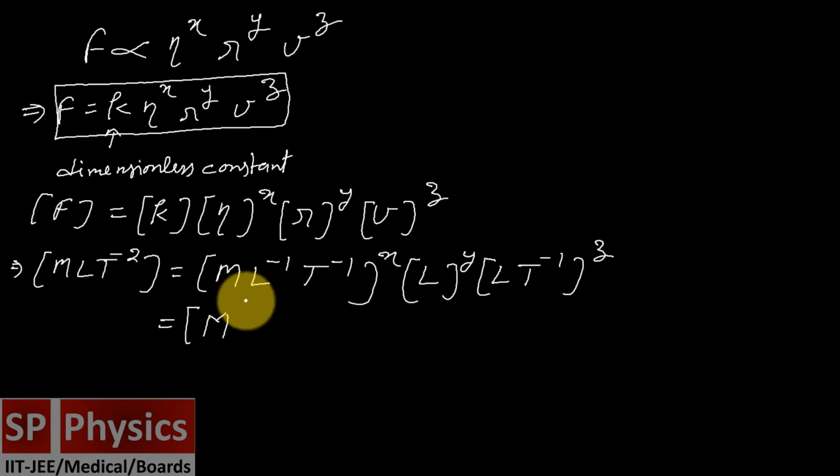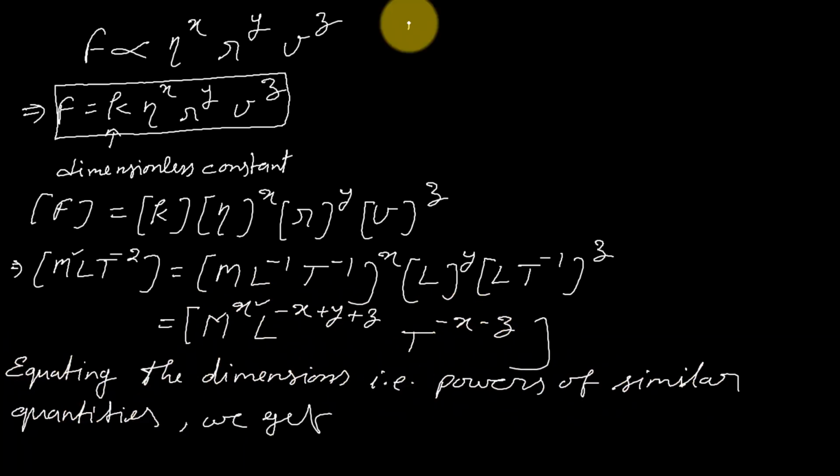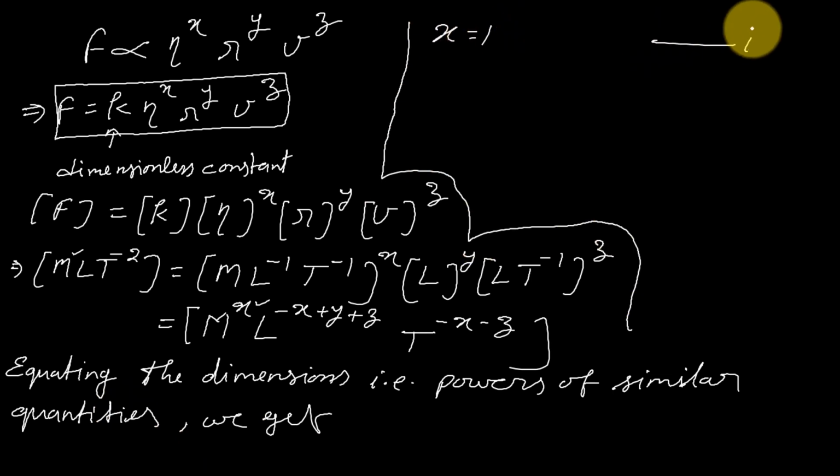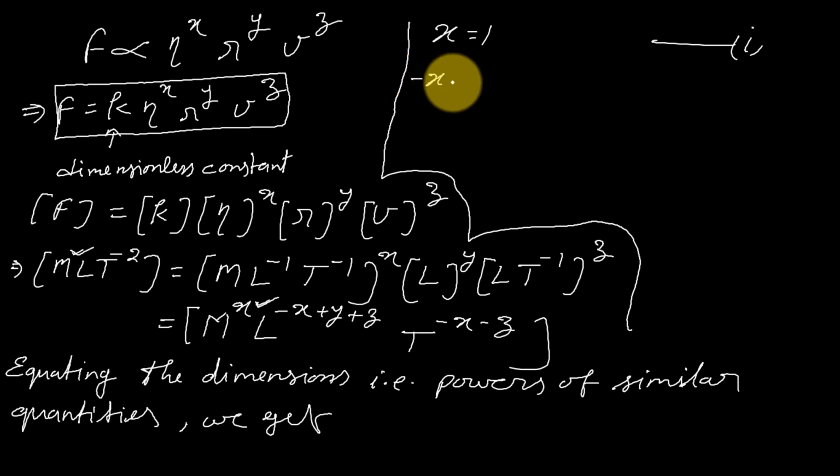It will be equal to M^x L^(-x+y+z) T^(-x-z). Equating the dimensions, that is, the powers of similar quantities, we get x is equal to 1. The power of M is x on the right side and the power of M is 1 on the left side. So x is equal to 1. Suppose it is equation 1. The power of L on the right side is minus x plus y plus z. So minus x plus y plus z is equal to the power of L on the left side, which is 1. Suppose it is equation 2.